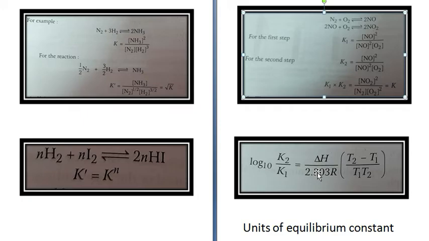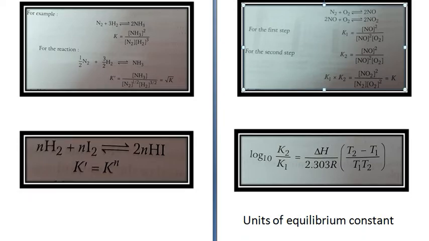Like unit of Kp, that is unit of pressure, will be atmosphere to the power delta n. Unit of Kc will be mole per liter to the power delta n. And if delta n is equal to 0, then there will be no unit of Kp or Kc. What is delta n? It is the number of moles of product minus number of moles of reactants, and only gaseous phases are taken into account. So this is about the unit of equilibrium constant.